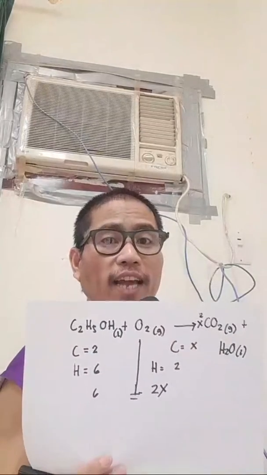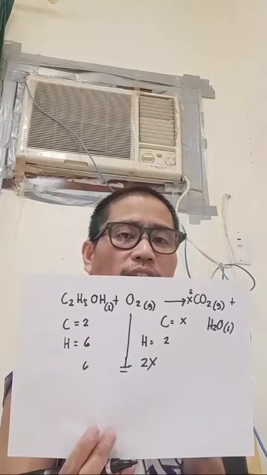Then we can say, as we relate the value of x of hydrogen atoms, still x on the other side. So 6 is equal to 2x. You don't need to put x anymore because there's already x beside the carbon dioxide gas. So 6 is equal to 2x in equilibrium. Solve for the value of x. So x is equal to 3.